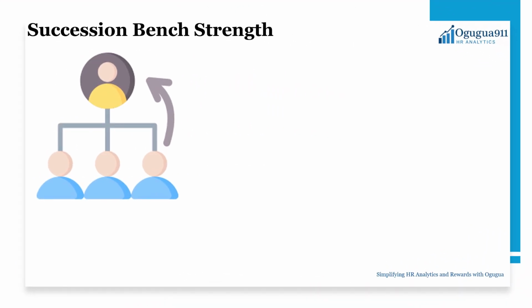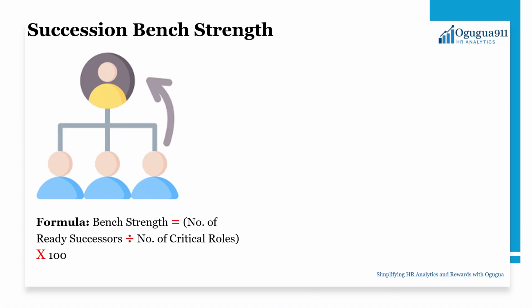Succession bench strength is really one of my favorite hiring metrics. This one is often overlooked but very critical. Succession bench strength measures your readiness to fill key roles internally. Now, the formula is simple. The number of ready successors divided by the number of critical roles multiplied by 100. So your ready successors could be ready this year, that is ready now, or ready in 2 years, or ready in 3 to 5 years. Then divide it by the number of critical roles.